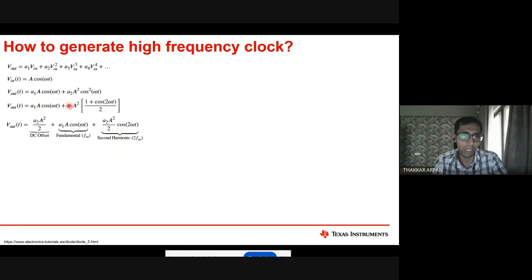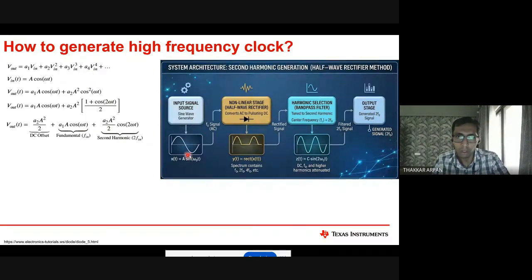So if you simplify the math, what it turns out to be, finally, is some DC offset, some fundamental signal, and some second harmonic. Now if you can filter out this one, then you have essentially got your second harmonic. Basically, passing your sine wave signal through the non-linear system can give you different harmonics, and from that you can get your different clocks. So that is what I have shown here.